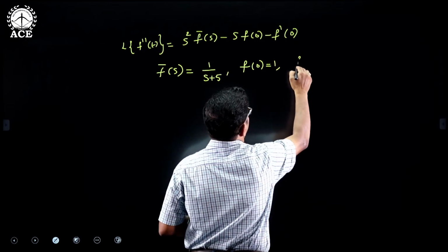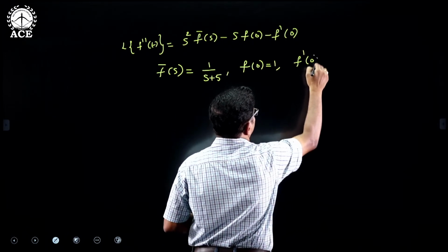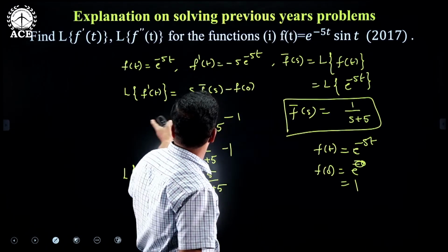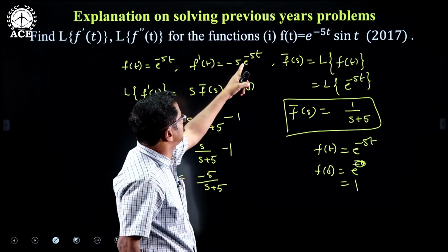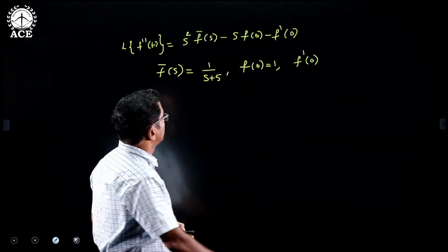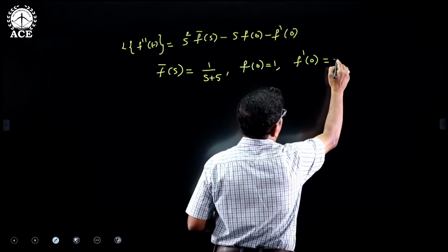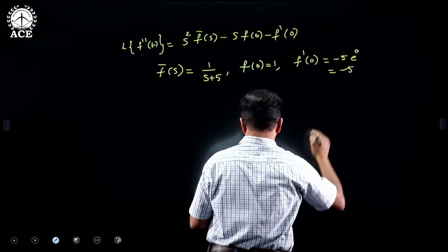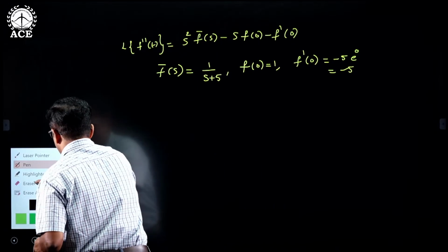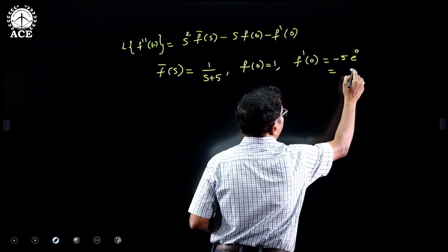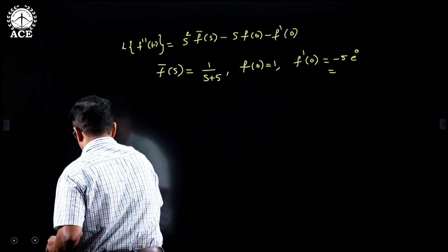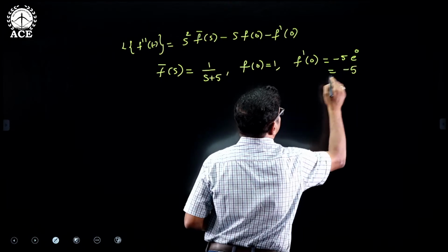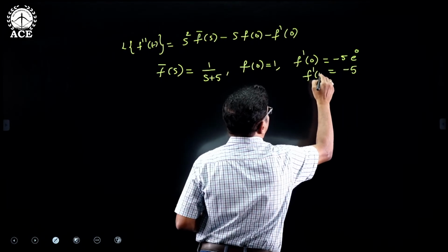Next, f dash of 0. So what is f dash of t? We evaluated f dash of t is minus 5 into e power minus 5t. Means f dash of 0 means minus 5 into e power 0 is going to be minus 5. So f dash of 0 equals minus 5.